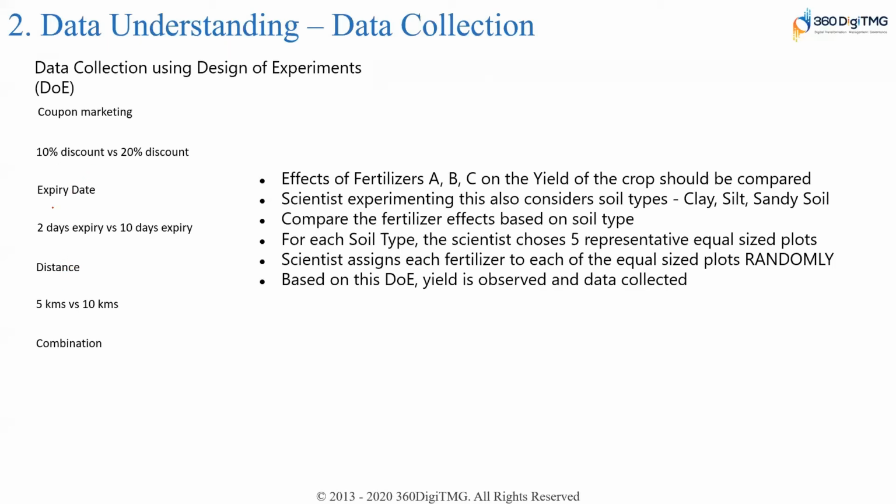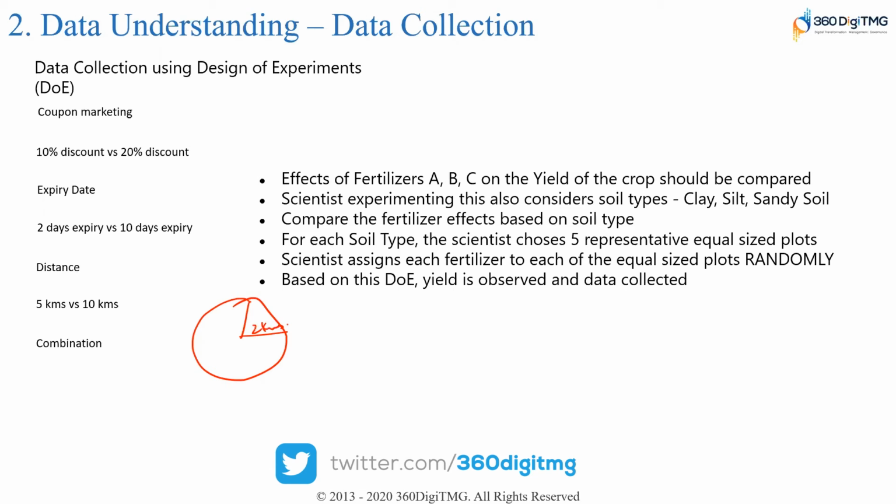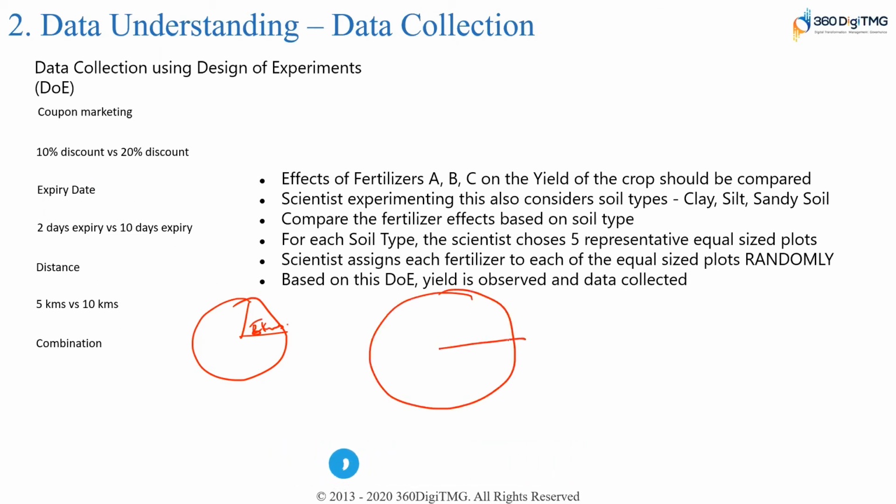I have a 10% discount, which will expire in 2 days. I'm doing that in the radius of 2 kilometers. All the customers in the radius of 2 kilometers can see this, assume, or 5 kilometers. 10%, 2 days, 10 kilometers. How does it impact?